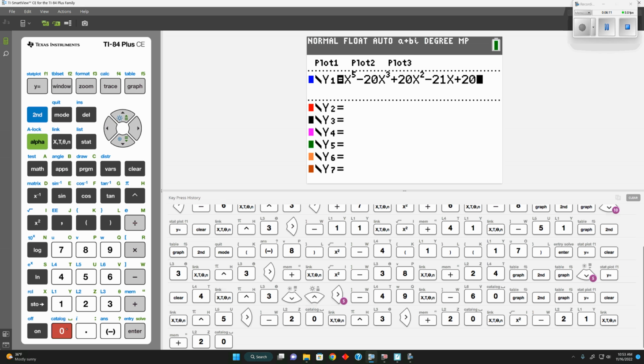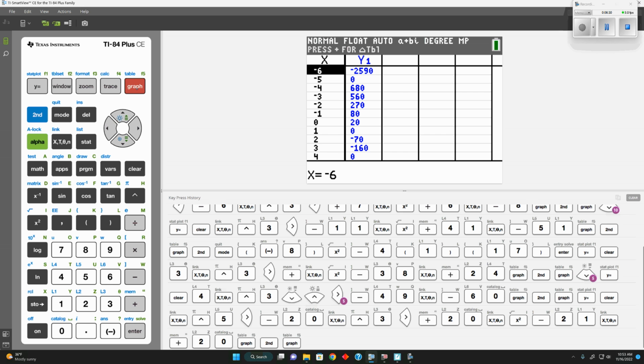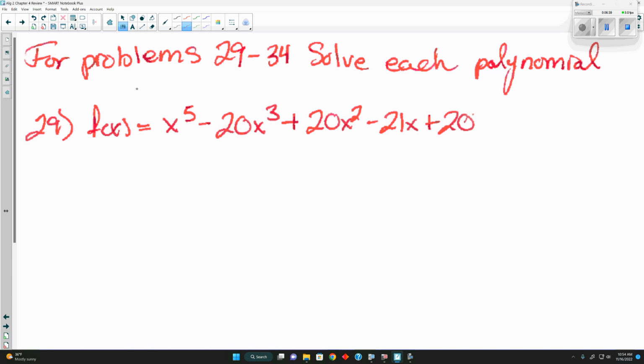So when we solve this here, the first thing we need to do is plug it into the graphing calculator and graph. Because again, we're looking for where it crosses the x-axis, where the y value is 0. And if we go second table, we see that it does give us 3 values, -5, 1, and 4. So those are 3 of the solutions that we have. So we can say x is equal to -5, 1, and 4.